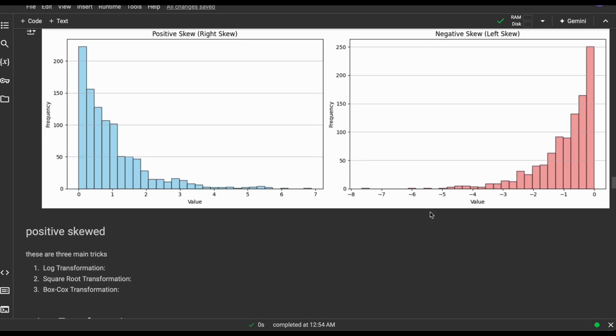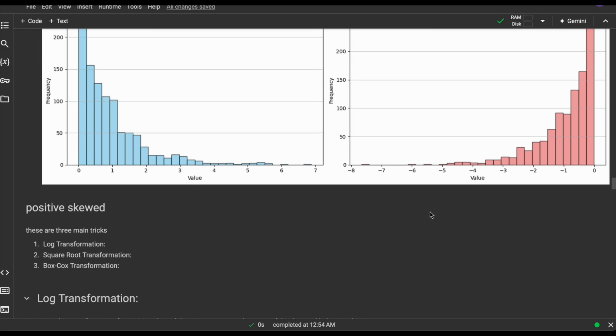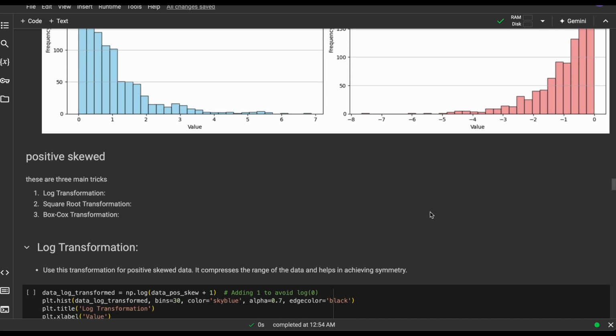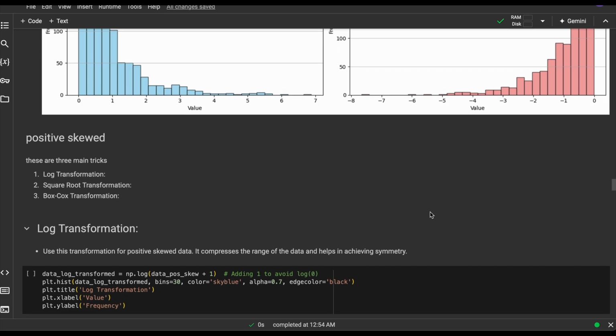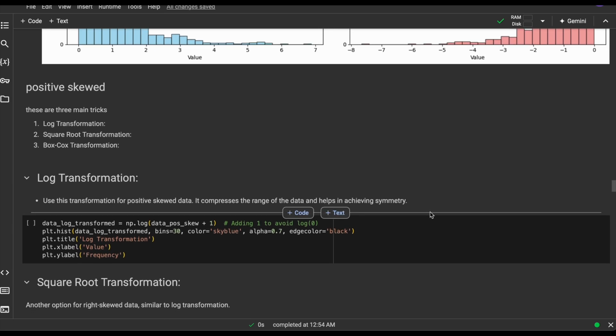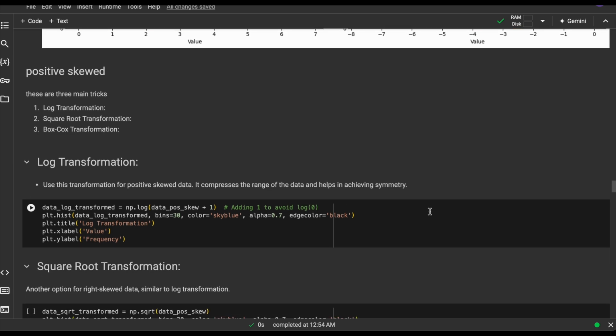There are a bunch of tricks here. I will show you the basic tricks for handling positive skewed data and negative skewed data. First, we discuss positive skewed data. There are three main basics: log transformation, square root transformation, and Box-Cox transformation. Log transformation is typically the first approach, but it does not yield the desired results.